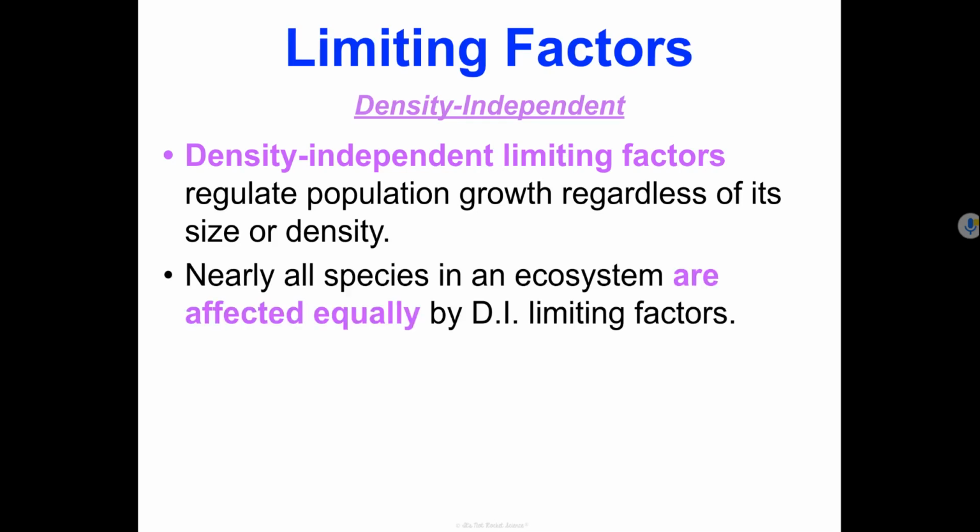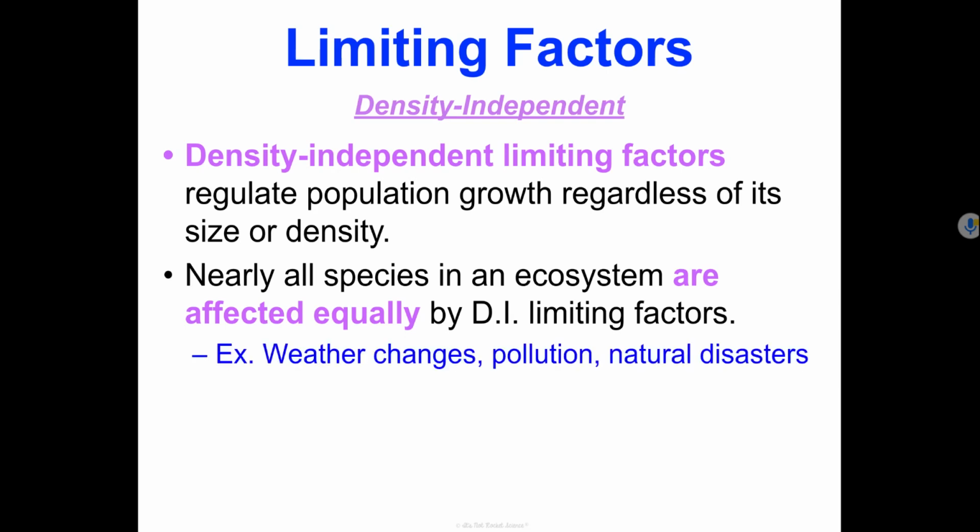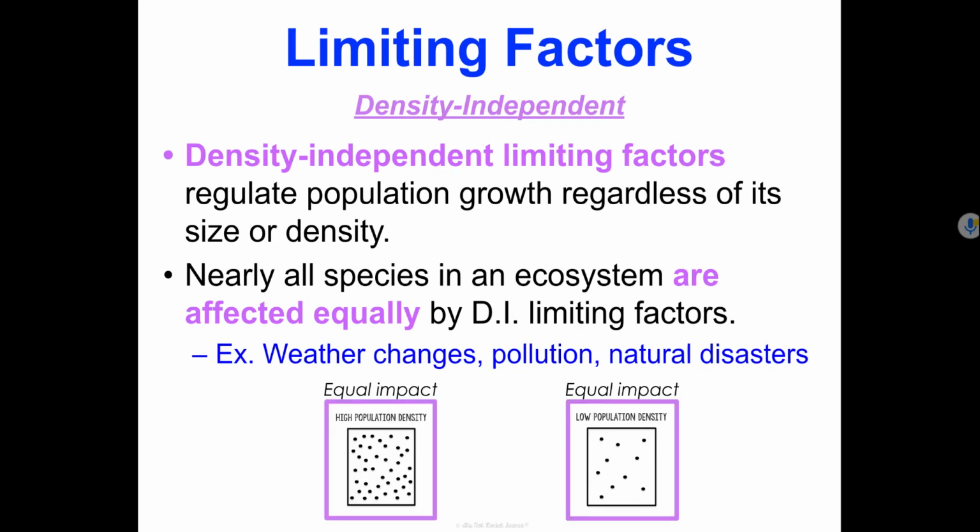Density independent limiting factors regulate population growth regardless of its size or density. Nearly all species in an ecosystem are affected equally by this type of limiting factor. Examples of density independent limiting factors would be weather changes, pollution, and natural disasters. So, whether the population density is high or low, these limiting factors equally impact both.